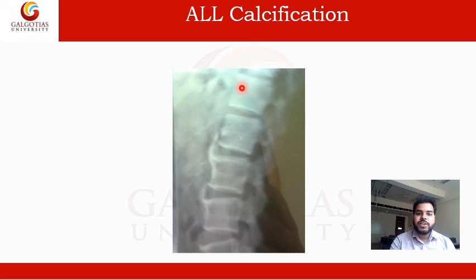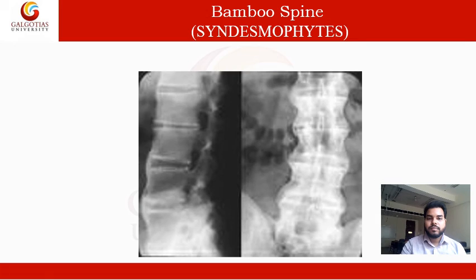So there is calcification. You can see the anterior and the posterior calcification of the longitudinal ligaments. There is a calcium deposit in the longitudinal ligaments. So bamboo spine or the syndesmophytes. Here you can see it looks like a bamboo. Okay, bamboo looks like this. There are nodes, these syndesmophytes. So it looks like a bamboo.